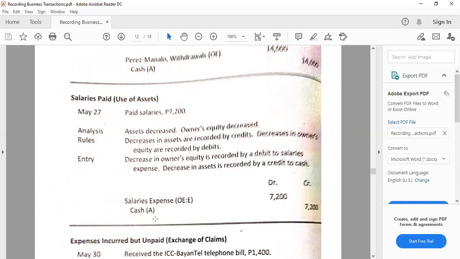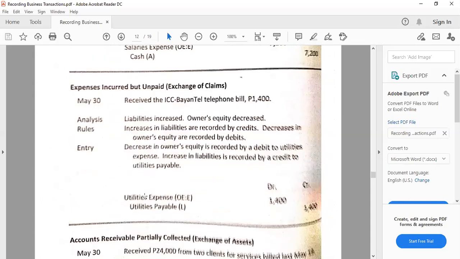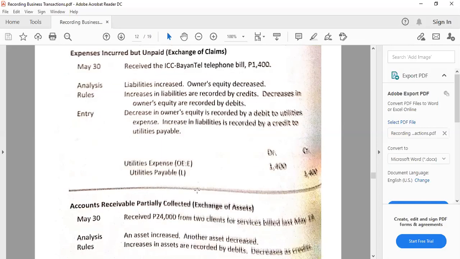Here, to record payment of salaries. Here, this is now another transaction. This is for the expenses. So we are going to record here the telephone bill, 1,400, which is actually on account because we are not going to pay it exactly at the time that we have received the bill. For example, if we have received the bill May 30, we do not actually pay it exactly on May 30. Therefore, that's going to be a credit to utilities payable at 1,400. So we can write here to record payment of utilities, or to record payment of telephone bill if the credit is cash.